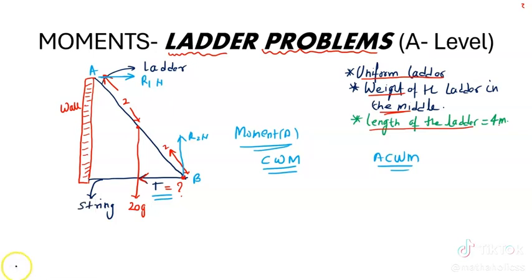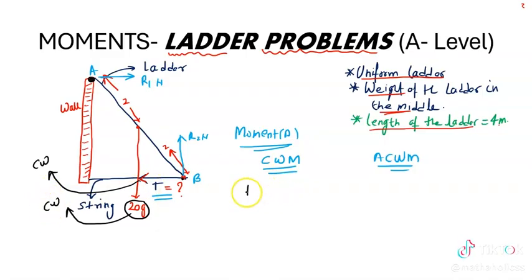So let's write down what is the clockwise moment here. For clockwise moment, let's take this 20 G. 20 G will be turning this side because our A is here. This is the point we are taking moments about. Then our tension T is also turning this side. So these are your clockwise moments, right? Let's write down here. Let's take T first. So T times the perpendicular distance.